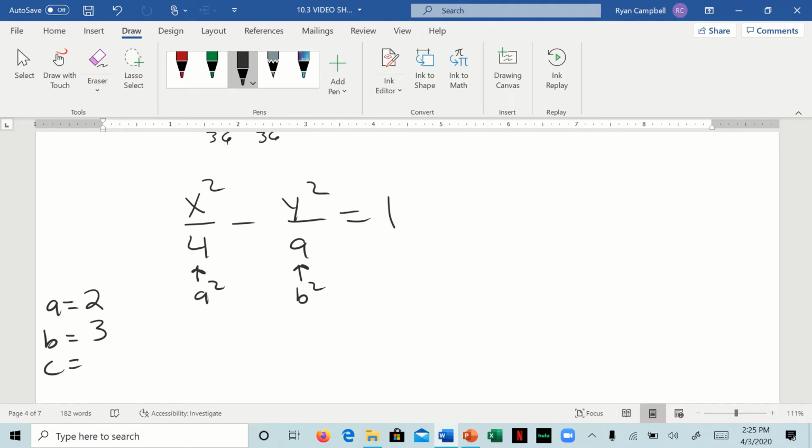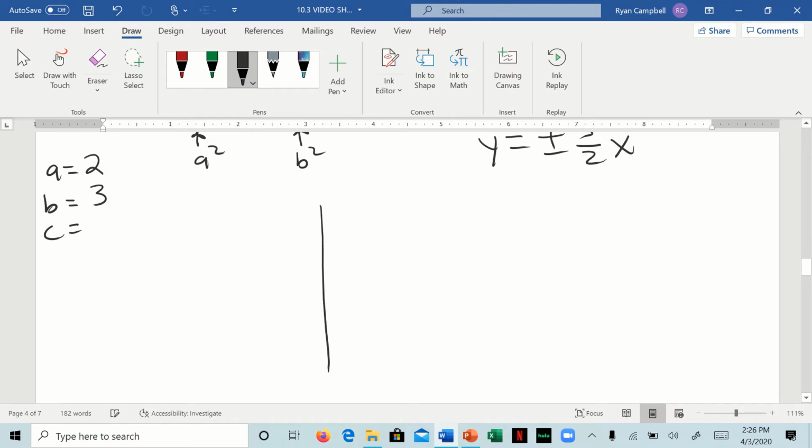All right. So if we look at our asymptotes, that's the only other thing we need to worry about for graphing. We see it's going to be y equals plus or minus rise over run. So what's under y? It's b, right? So it's 3 over whatever's under x, which is the a, 2. That's our asymptotes.